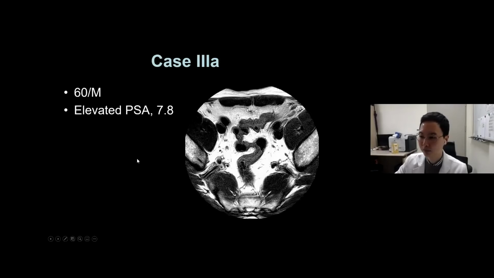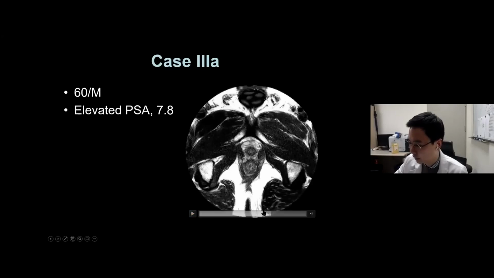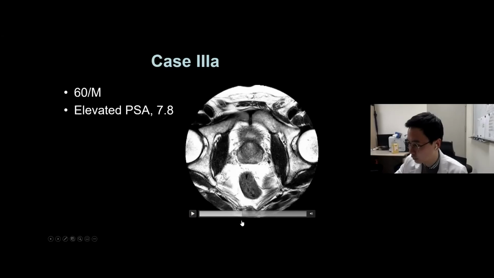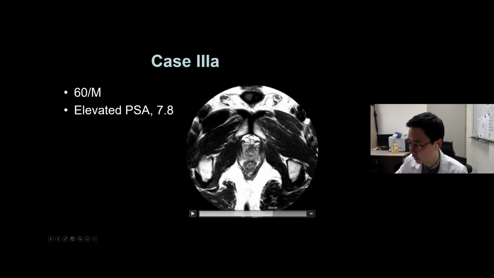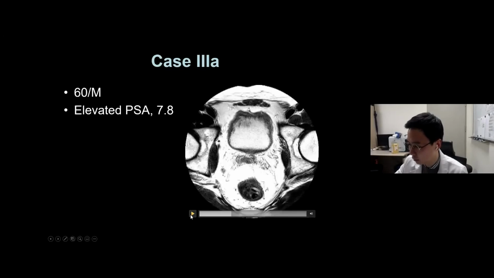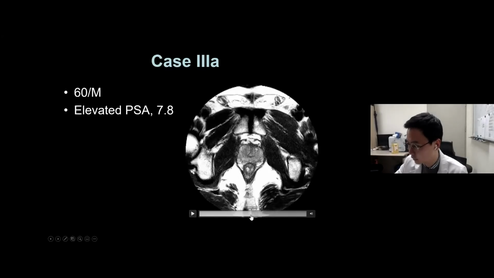Okay, so a 60-year-old male patient had a workup because of an elevated PSA of 7.8. And as you can see, you might have passed through. Do you see the abnormality in the prostate? Okay, I will go again. Sorry, it's quite fast.